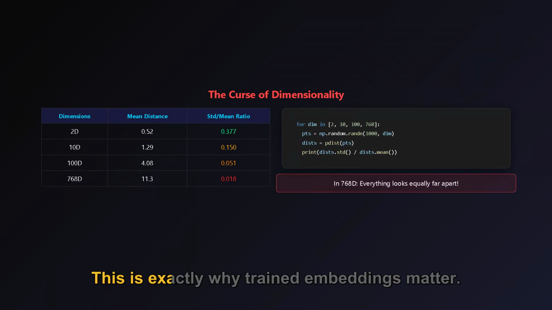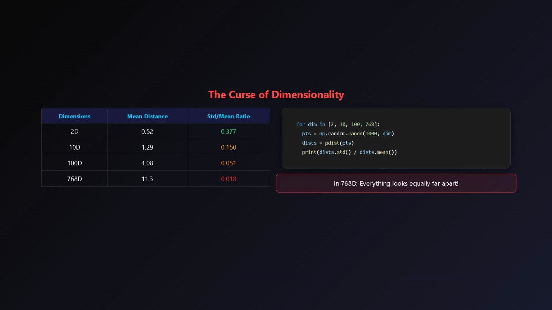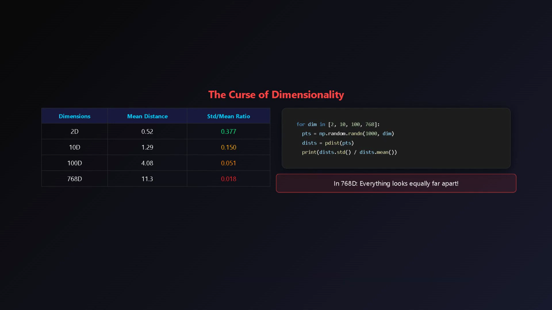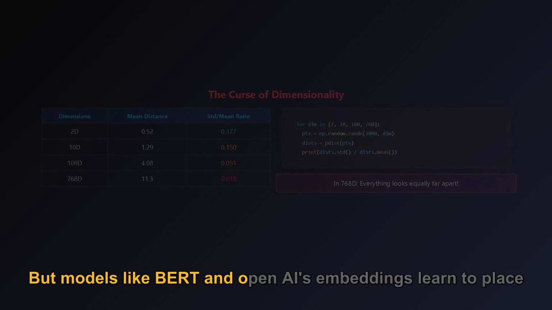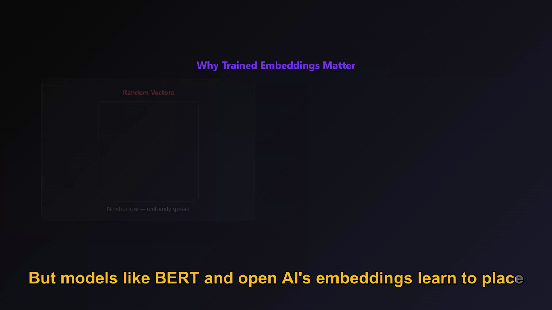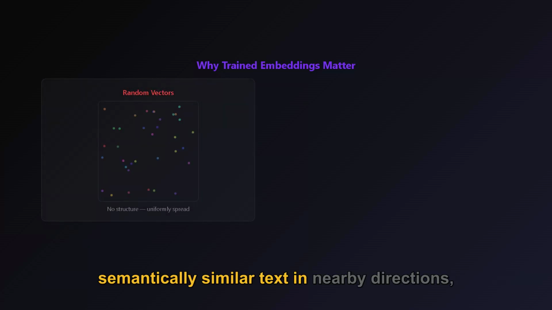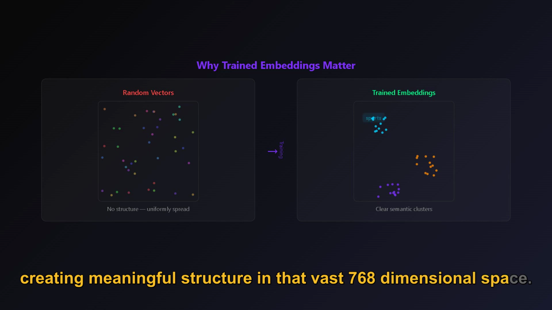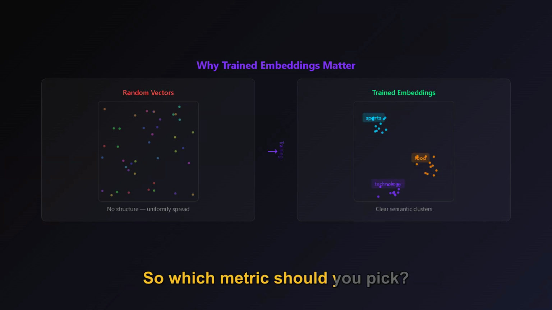This is exactly why trained embeddings matter. Random vectors are useless in high dimensions, but models like BERT and OpenAI's embeddings learn to place semantically similar text in nearby directions, creating meaningful structure in that vast 768-dimensional space. So which metric should you pick?